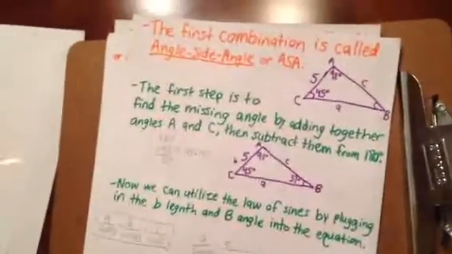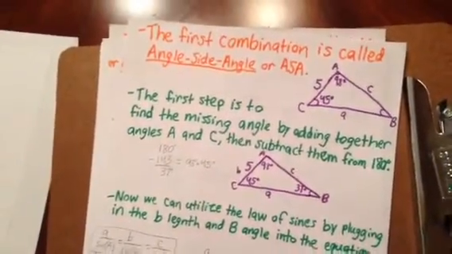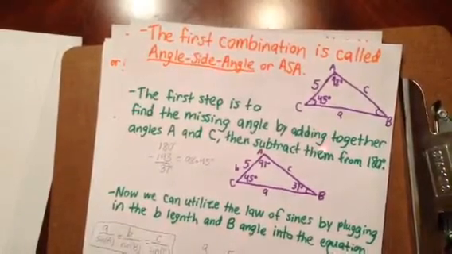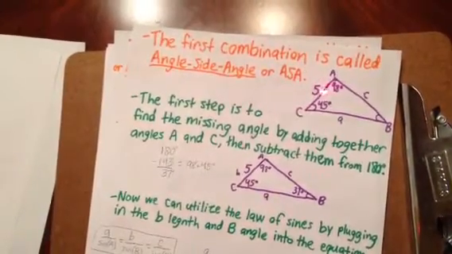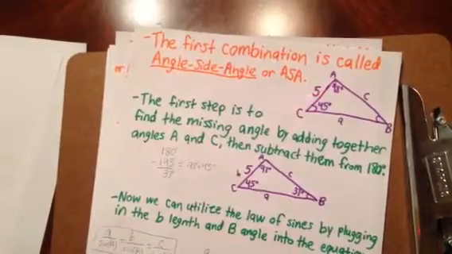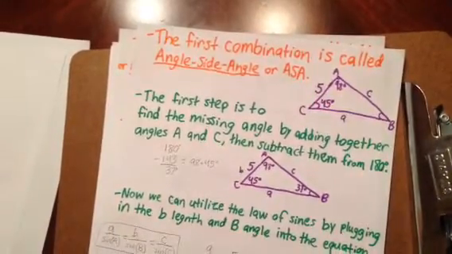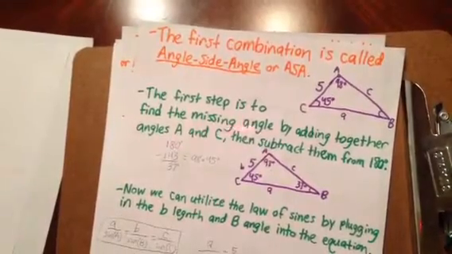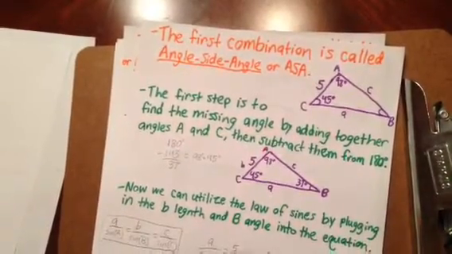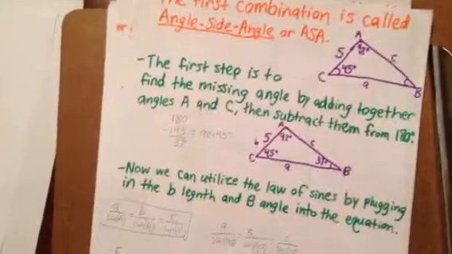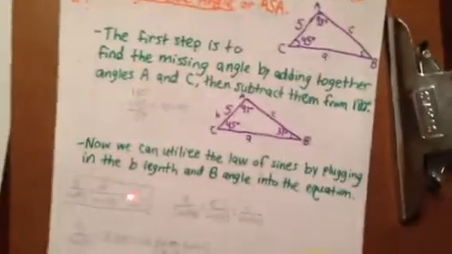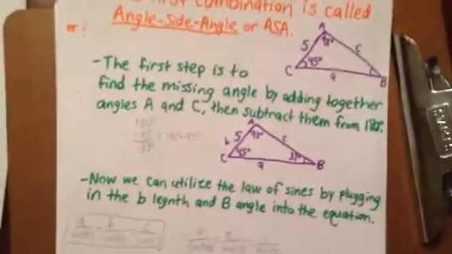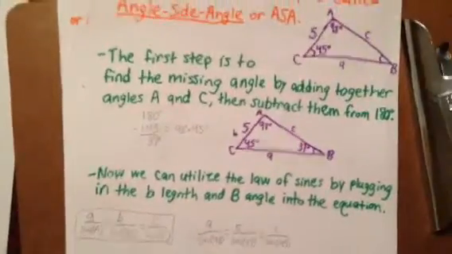The first of these combinations is called angle-side-angle, or ASA. I made a little example right here with 98 degrees, a length of 5, and another angle down there of 45. The first step is to find the missing angle by adding together the angles from A and C, the first two, and then subtracting them from 180. I did that, and I found 37, which is my other angle.